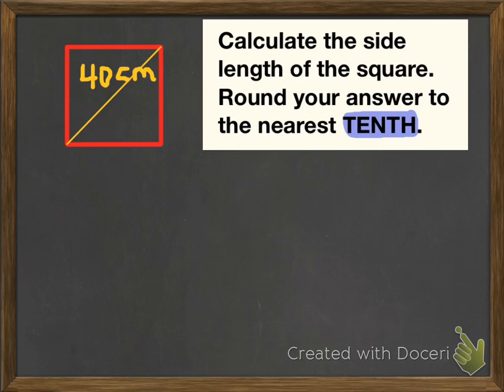Now we have a question in which we are given a square and they've given us the diagonal measurement. The question here asks us to calculate the side length of the square. We must round our answer to the nearest tenth. How are we going to do that?